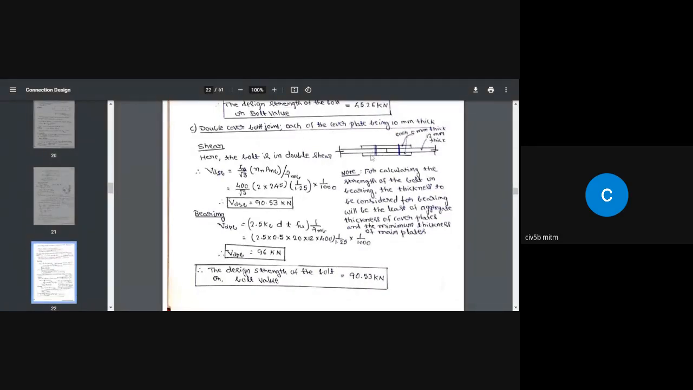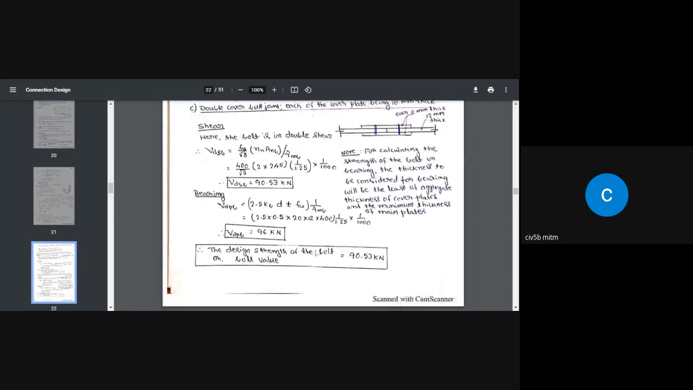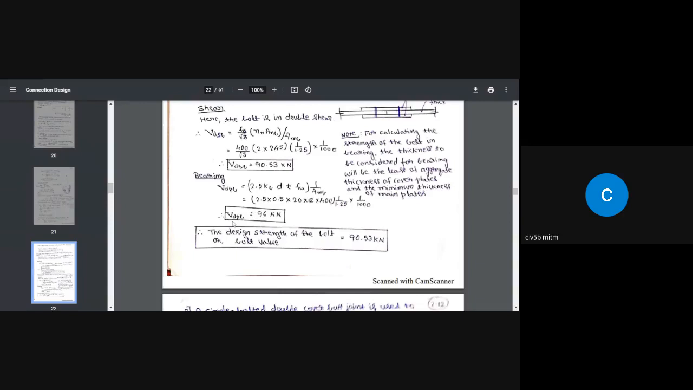These two combined thicknesses of 20 millimeter is greater than the thickness of the plate, which is 12 millimeter. So the lesser value should be taken. That's why I have taken 12 millimeter in this case. So once you do this, VDPB, that is the bolt strength in bearing, is 96 kilonewton. Okay. So now we have two values, the shear value and the bearing value. Therefore, the design strength of the bolt, or bolt value, is 90.53 kilonewton, which is the lesser of these two values. Hope this is clear to you.